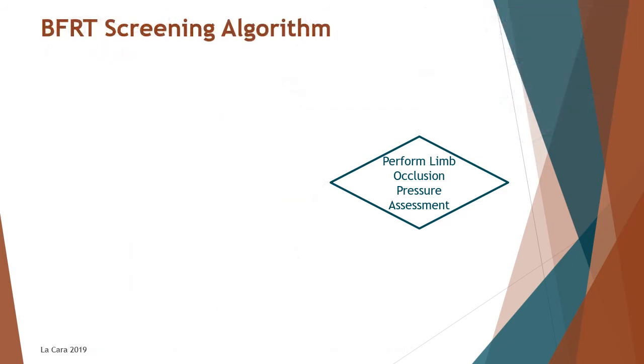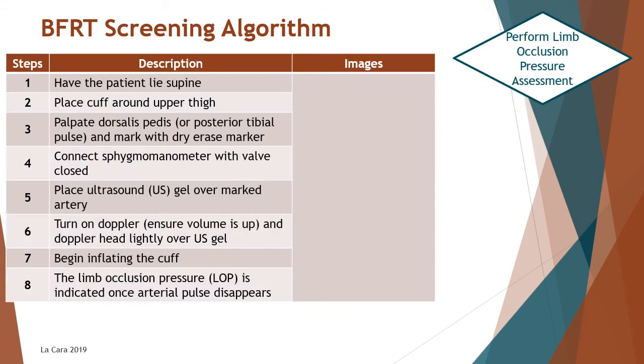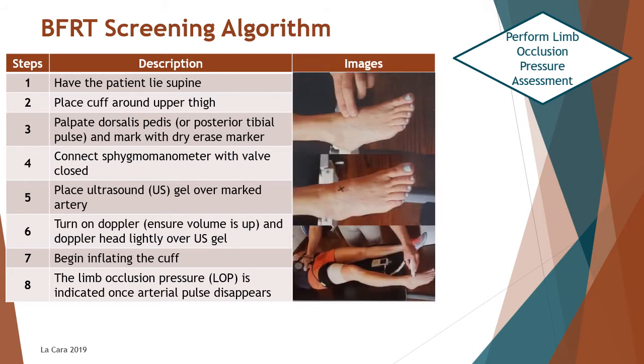Okay, and so this has a series of events that are very similar in the upper and lower extremity. We'll start with the upper extremity. So there's 8 steps outlined here, and we'll go through this in the lab session to follow. So you have the description, and then you also have the images to help guide you.